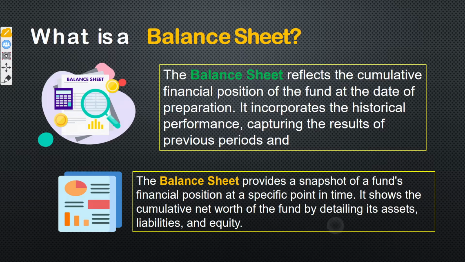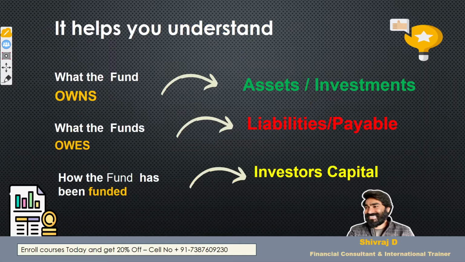Okay, so the balance sheet helps you understand what the fund owns. Basically that's your investments and assets. Here you can also add receivables, whatever receivables you would see, and even gain on investment as well. That would be like an add-on. Basically what the fund owns means the fund has ownership of assets, investments, receivables, and gains. Simple. What the fund owes means payables, of course, all the expenses which we have seen.